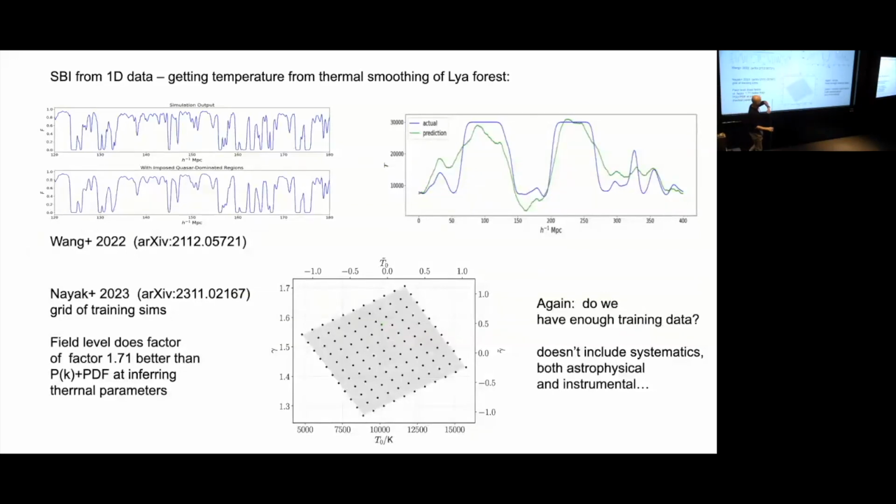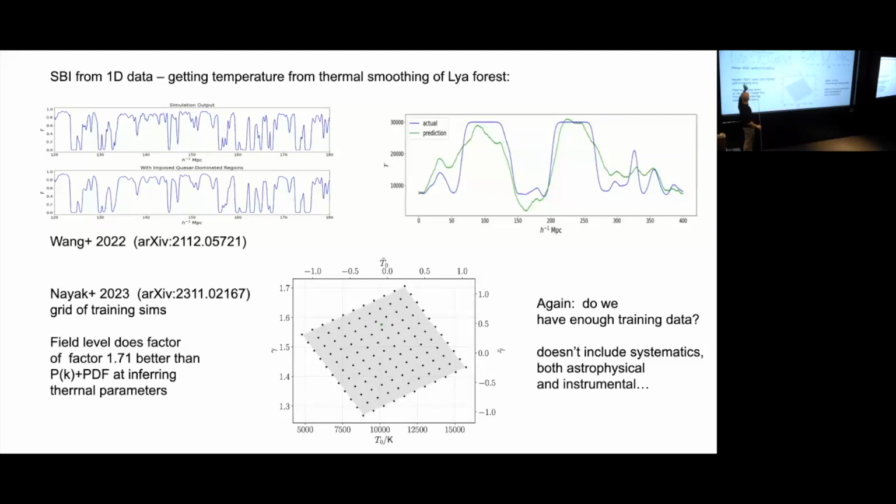Let's see, okay, 1D data that I like is the Lyman alpha forest. So here's some work where you've got a Lyman alpha spectrum. Then when there's a quasar heating, the spectrum is kind of smooth, and this is this region here. And you can basically predict what the temperature is. But again, you have to include a large grid of training data.